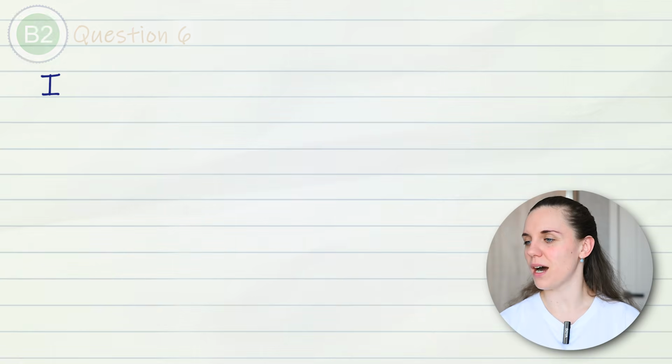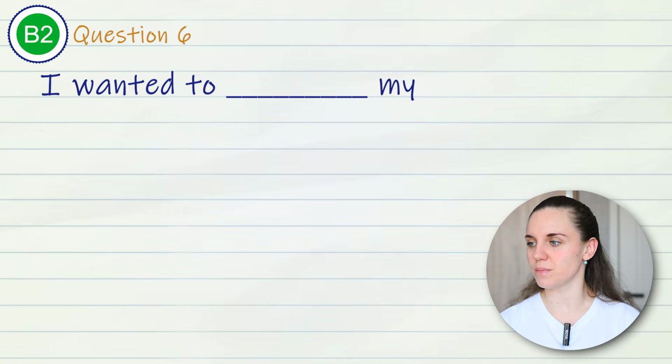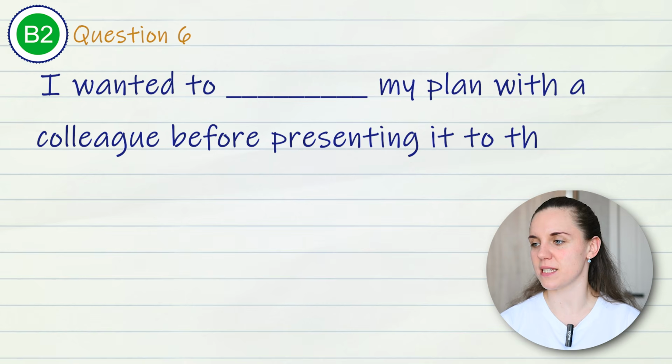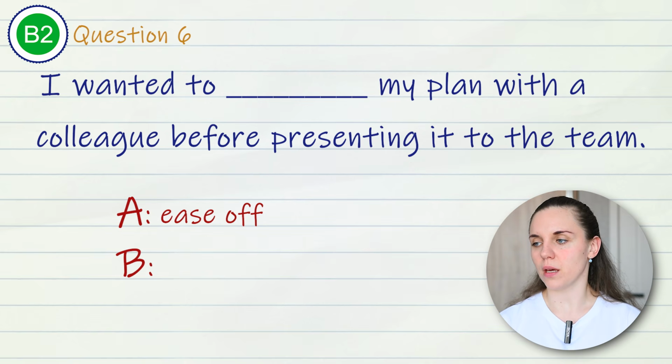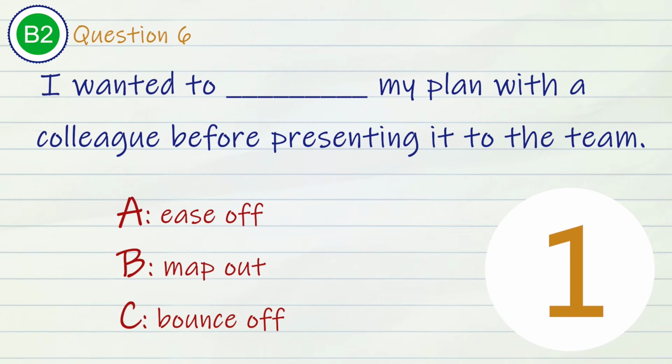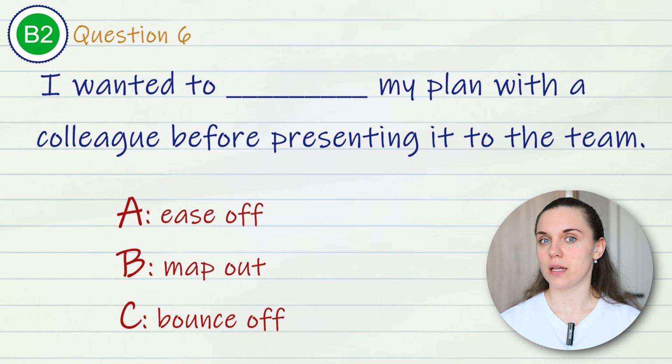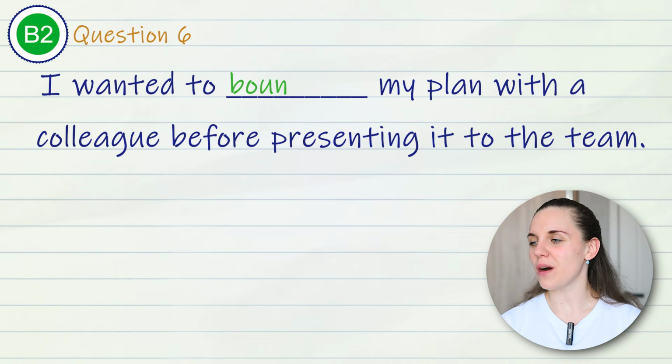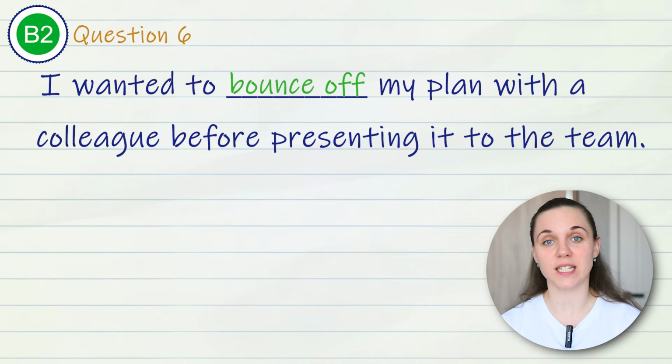Question number 6. I wanted to my plan with a colleague before presenting it to the team. Is it A, ease off, B, map out, C, bounce off? Take your time. Whew, tricky, advanced phrasal verbs. And the answer is C. I wanted to bounce off my plan with a colleague before presenting it to the team.